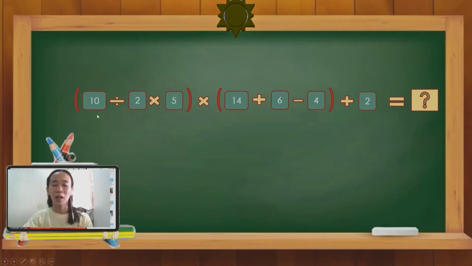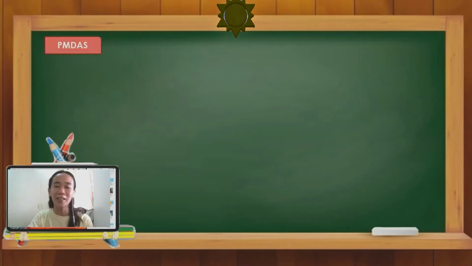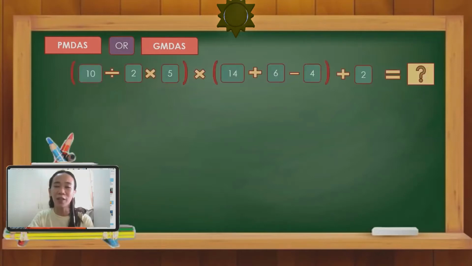Should we just divide 10 by 2 and then multiply it by 5 and then multiply it by 14 and add 6, then subtract 4 and then lastly add 2? No! We actually have a rule in solving this kind of equation, and that is the PMDAS or the GMDAS. The PMDAS or the GMDAS will help us in solving this type of equation.